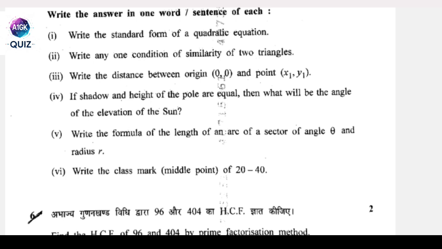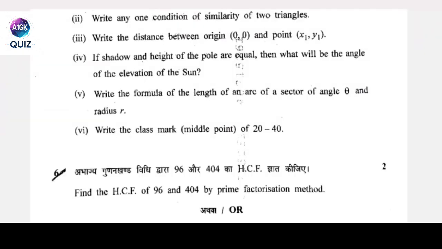Write any one condition of similarity of two triangles. For the similarity of any two triangles, their angles must be equal, and for the second condition, their sides are in similar proportion. Then the third question.